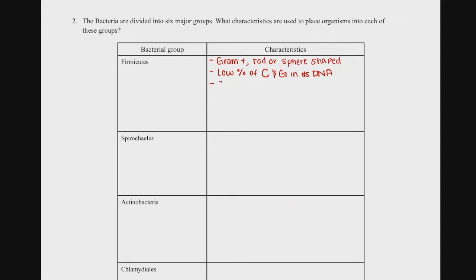Some can fix nitrogen. Some can photosynthesize. Some can perform fermentation. Some perform respiration.